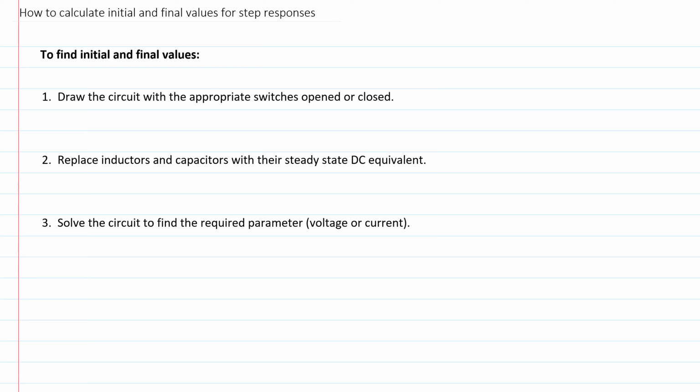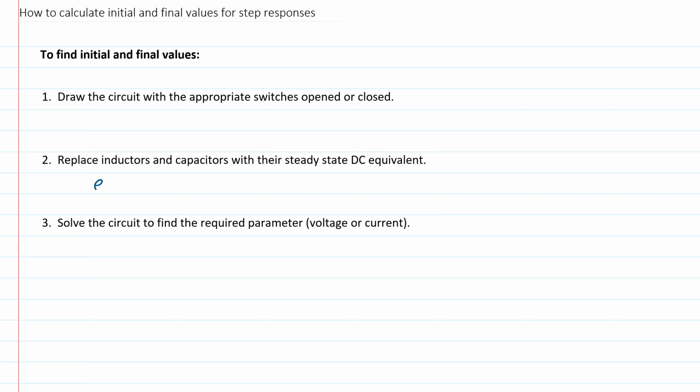So let's go through in a little bit more detail how we can actually calculate the initial and final values. So step one is to just draw the circuit that we have with the switches in the appropriate position. If we want the initial values, then we want the switches before they change. And for final values, we want the switches afterwards.